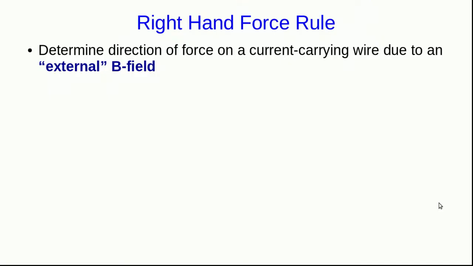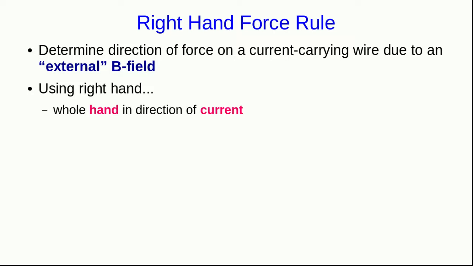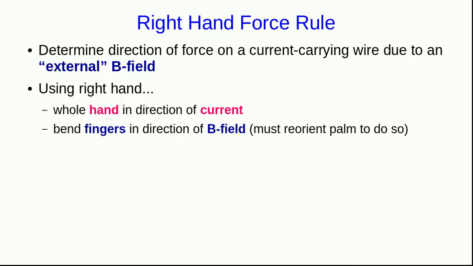So let me go over that right-hand rule again. Using your right hand, you point your whole hand in the direction of the current. You then bend your fingers in the direction of the magnetic field. To do so, you'll generally have to reorient your palm, but keep your hand pointing in the direction of the current as you do so. Then you stick your thumb out, and it will indicate the direction of the magnetic force.